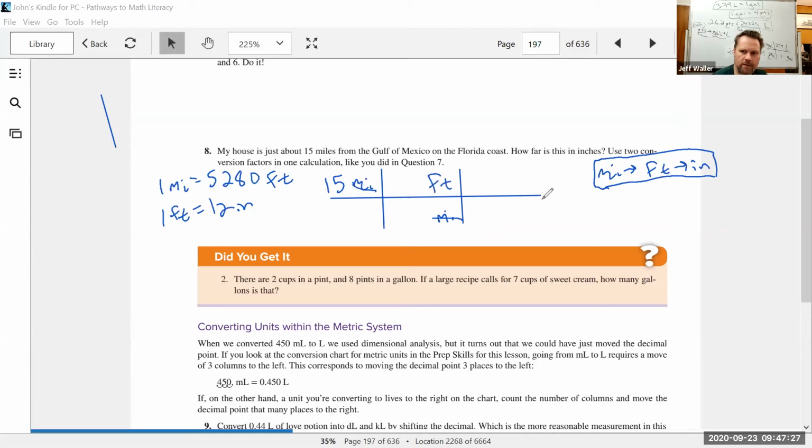Now the next step, where's feet and inches? Where's feet going to go? Bottom, so they kill each other. And I want to go to inches. And now I can come back in and fill in the numbers. 1 mile is 5,280 feet, and 1 foot is 12 inches. So you just put the number that goes with the unit that you've written down already. It kind of makes it a 2-step process. And now I just have to multiply all this straight on through.